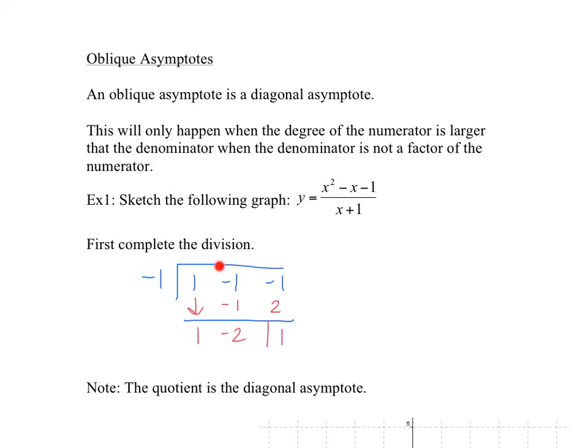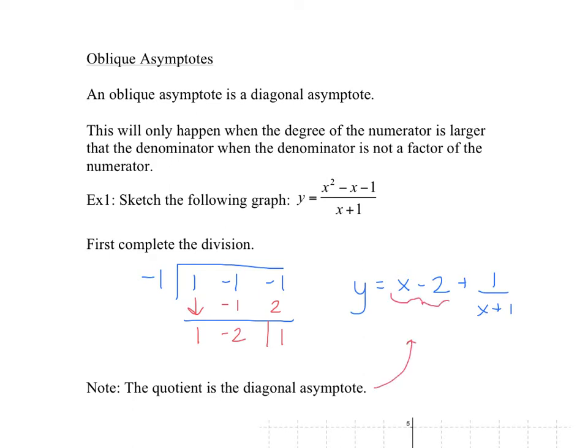Alright, so if I was to rewrite this equation, I would get y equals x minus 2, right? That's the coefficient of x, because you divided x squared by x, you get x. Minus 2 plus 1, and that plus 1 is still divided by x plus 1. So the quotient is the diagonal asymptote, and then you have this remainder, which is basically your rational function. So your quotient, this is the diagonal asymptote right here.